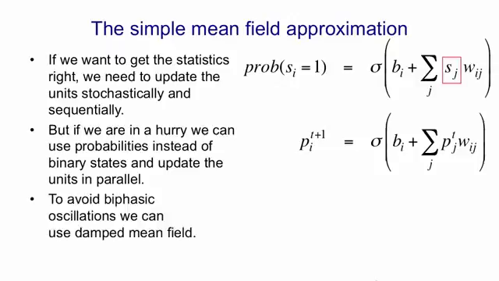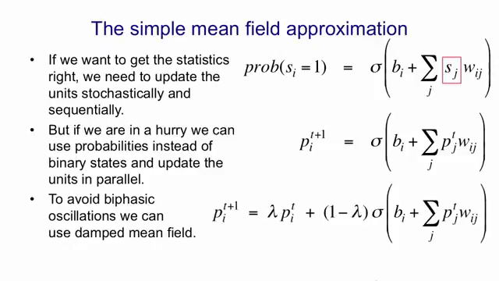It can go wrong by giving us biphasic oscillations, because now we're going to be updating everything in parallel. And we can normally deal with those by using what's called damped mean field, where we compute that p_i of t plus 1, but we don't go all the way there. We go to a point in between where we are now and where this update wants us to go. So in damped mean field, we'll go to lambda times the place we are now, plus 1 minus lambda times the place the update rule tells us to go to. And that will kill oscillations.